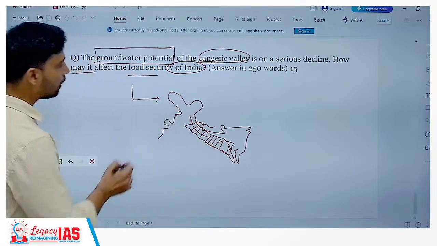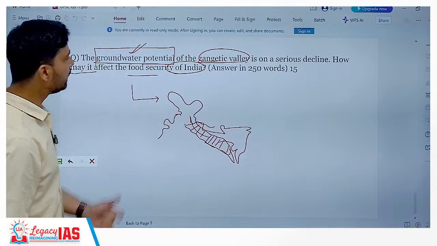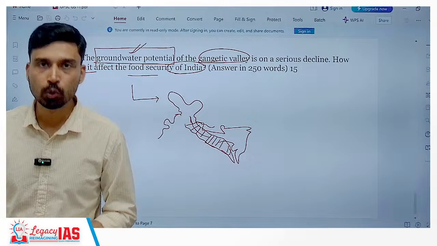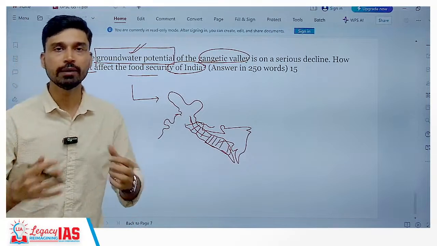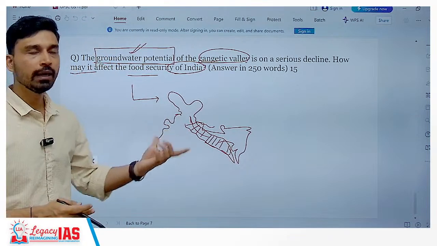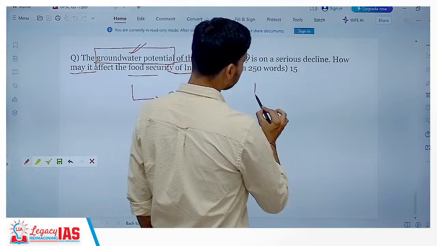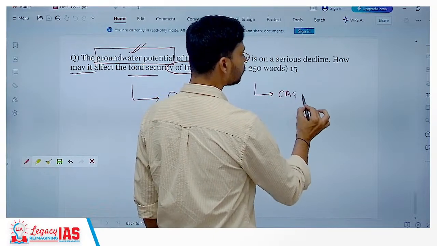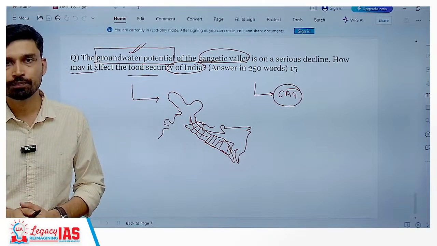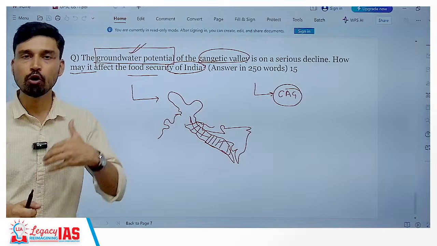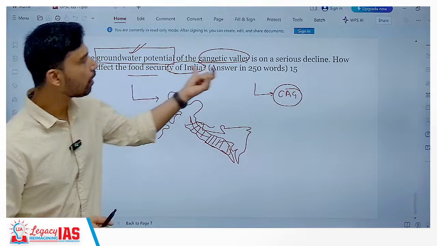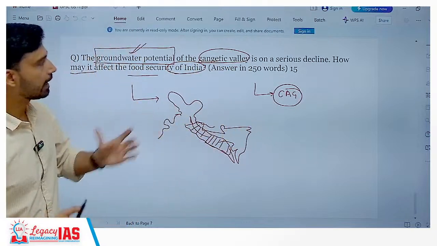So once you have drawn and shown the Gangetic Valley on the map of India, then you could have proceeded to explain the groundwater potential. You could have explained that groundwater potential refers to the availability of groundwater in the aquifers around the Gangetic Valley. And then you could have talked about the recent report published by the Comptroller and Auditor General of India, where it has said that in the last 20 years, groundwater extraction has increased by almost 8 to 9%. And this is something which is creating a problem of serious decline in the Gangetic Valley.